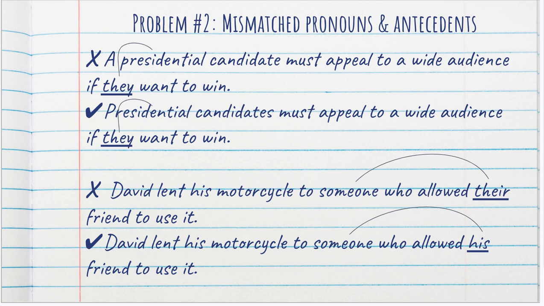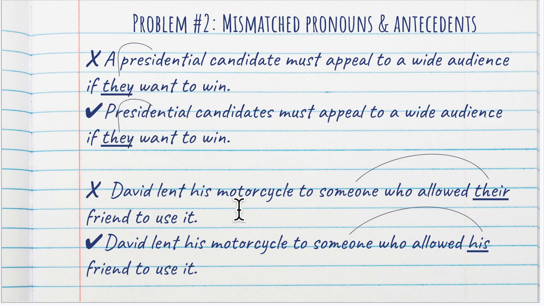The other issue that also comes up is when we have mismatched pronouns and antecedents. They can be mismatched either with the gender or usually with the number. So here we have a couple of problems. "A presidential candidate must appeal to a wide audience if they want to win." "They" is the pronoun, and the antecedent is presidential candidate, which is singular, so it doesn't match. So technically we would have to say a presidential candidate must appeal to a wide audience if he or she wants to win. That is one possible way to go about it. Or if we want to avoid that awkwardness, we could say presidential candidates must appeal to a wide audience if they want to win. Okay, so now we have agreement.